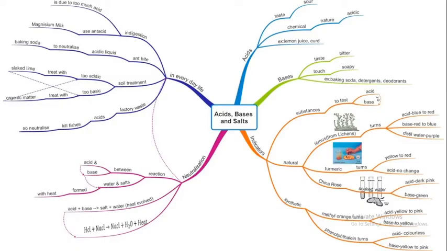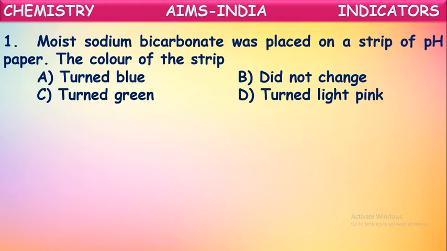Okay, let us start the practice sheet. The first question: moist sodium bicarbonate was placed on a strip of pH paper. What happens to the color of the pH paper when sodium bicarbonate was placed on it? What is the nature of sodium bicarbonate? If we know that, we can answer it. We know sodium bicarbonate acts as a base. So what is the color change of pH paper with bases?